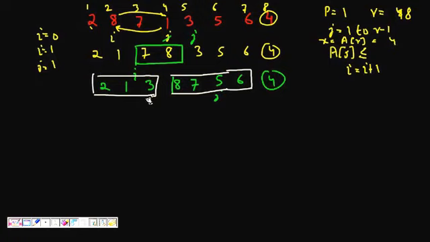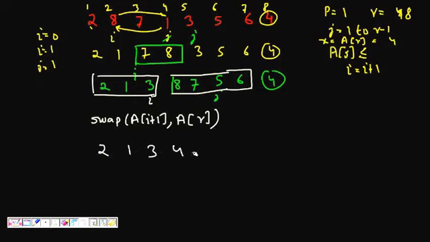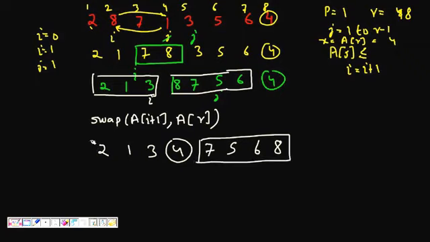So we have I which is at 3, and now we swap A of I plus 1 comma A of R. Okay, so now let's see what happens. So 2, 1, 3 and then 4, 7, 5, 6 and 8. Okay, so this pivot comes to its correct position, which is 4, and 7, 5, 6, 8 is on the right, and 2, 1, 3 is on the left.